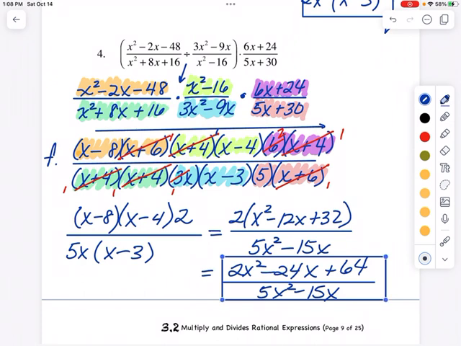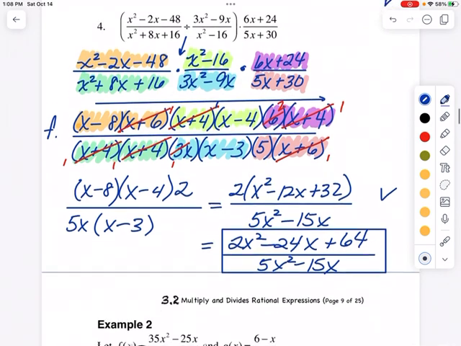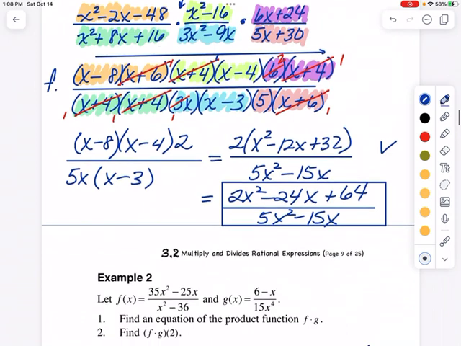Now, on all these problems, I'm focusing on the problem itself, and I'm not talking about the domain restrictions in today's lesson. I'll do that tomorrow, in the next lesson.